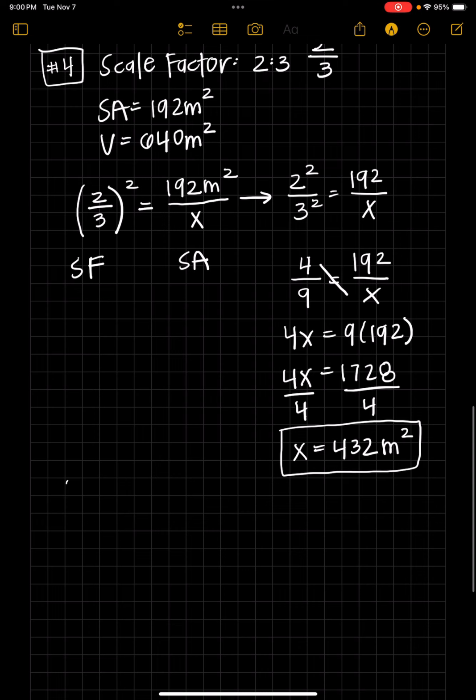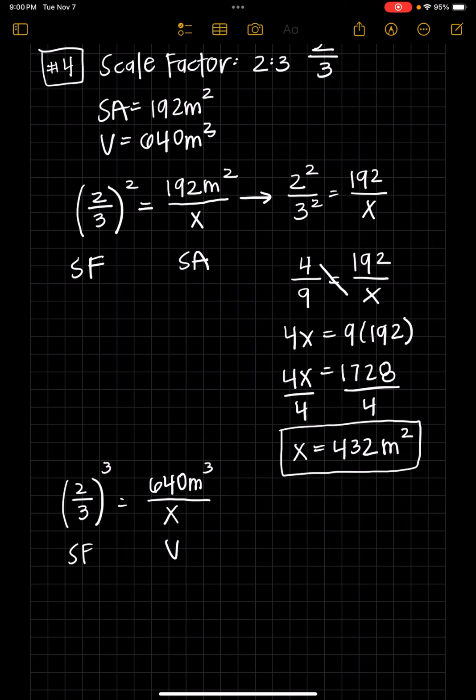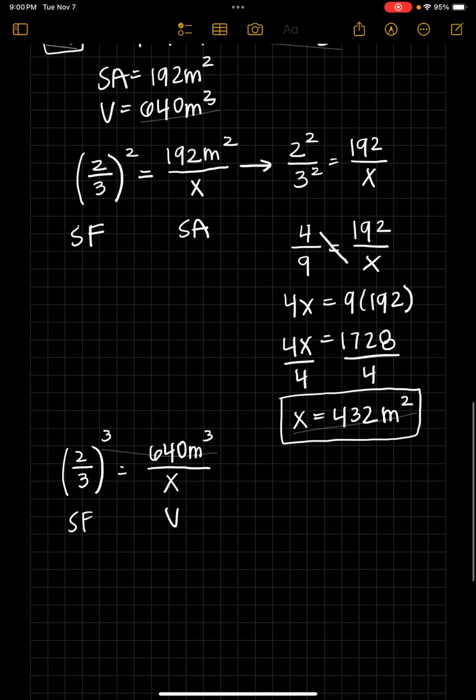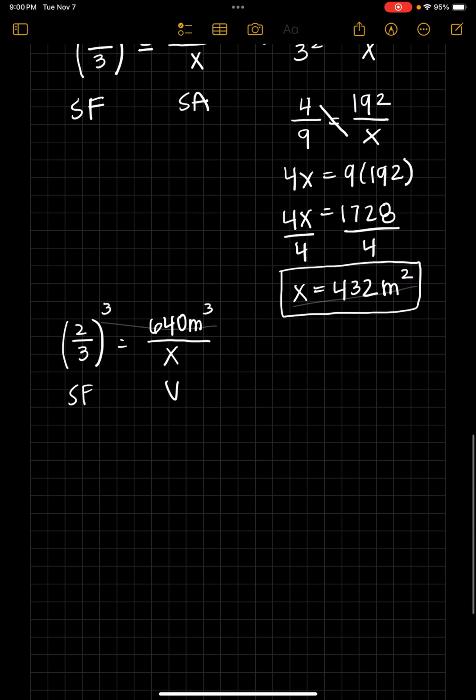We're going to start with our scale factor, which is that 2/3, but because we're comparing that scale factor to a volume, we have to cube the scale factor this time. And now for our volume, we know that the smaller shape has a volume of 640 meters cubed. We don't know what the other one is, so we're just going to put an X on the bottom to find that bigger volume. Okay, so now let's simplify this.